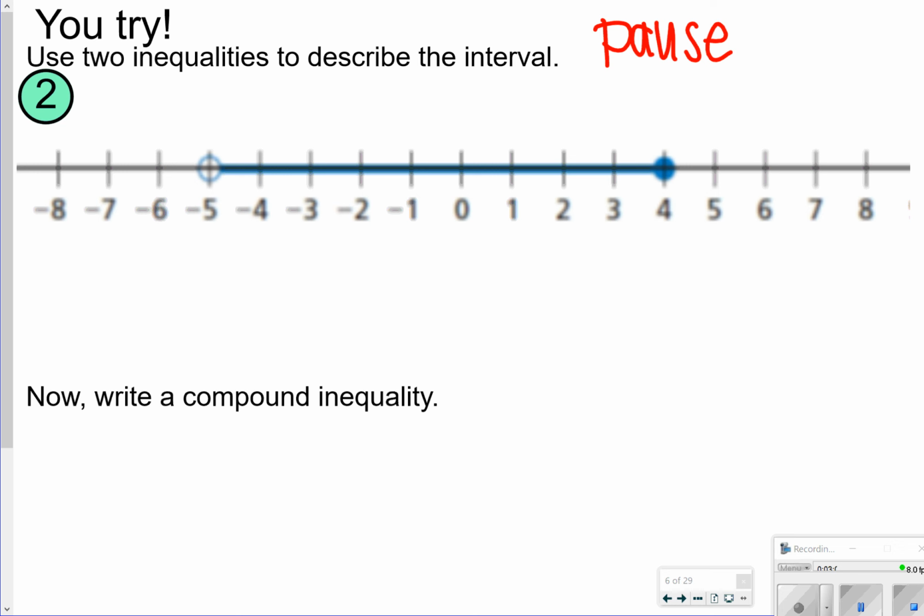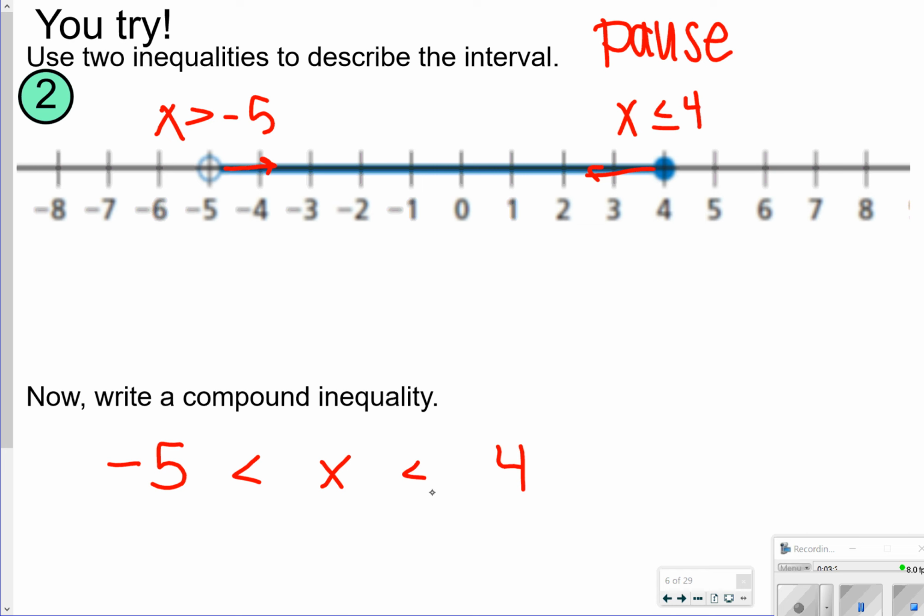Alright, so this one would be x is greater than -5 because it's an open circle pointing to the right, and then over here on the right we have x is less than or equal to 4 because it's a closed circle pointing to the left. Again, to write my compound inequality, I start by writing my 3 things, a -5, an x, and a 4. I need the x, in between the -5 and the 4, to be eaten by the alligator, and then for the 4, I need it to be eaten too. So -5 is less than x, which is less than or equal to 4.